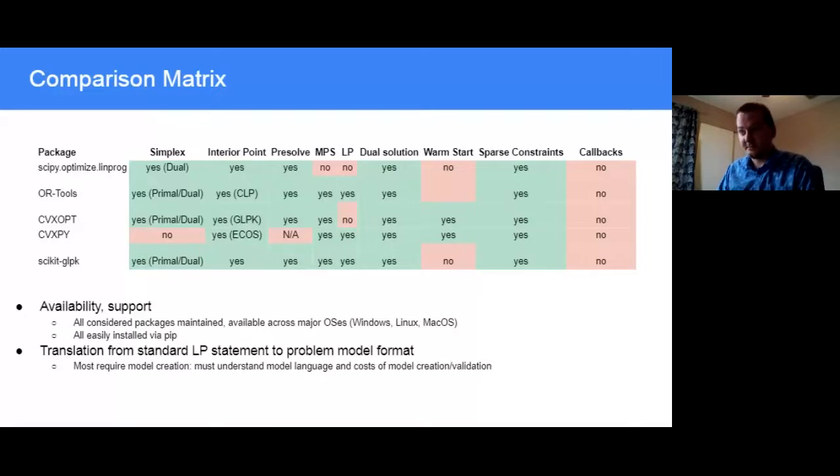All of these packages support sparse constraint matrices, which is very important when you consider large problems. And curiously, none support callbacks that I could find a well-documented way to do. SciPy's Python solvers do have callback support, but since we're not evaluating them, we say no here. All packages except for SciPy, scikit GLPK, and CVXOPT are able to construct linear programs through arrays and matrices directly. Sorry, not except, they are able to do that, but the rest require a modeling language to do the setup and validate the problem. Let's go to the next slide.